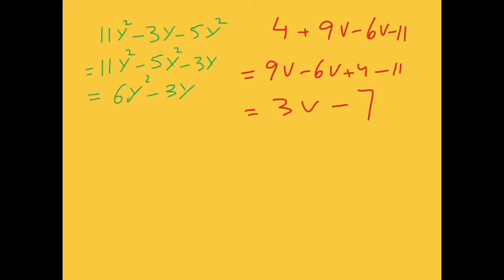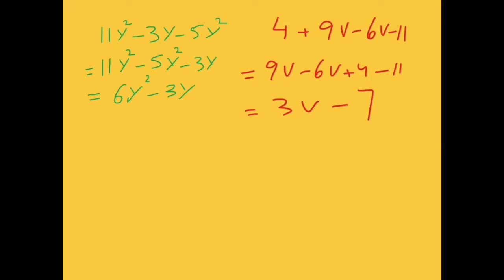Now we are unable to add 6 and 3 because they are different terms. Here the y power is 2, here the y power is 1. To be like terms, they must have the same variable and the same power. So 6y square minus 3y are different terms. They cannot be added together, so this is your final answer. Thanks.